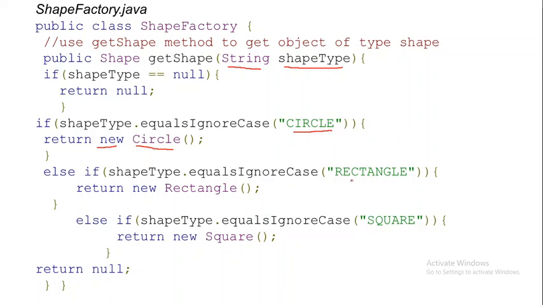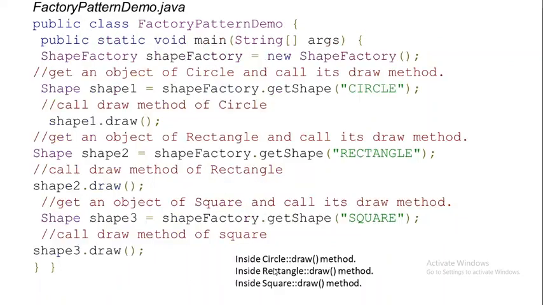In the same way, if the passing parameter is rectangle, it creates a new object of type Rectangle without considering the case. That's why we are using equalsIgnoreCase. That means maybe small letters or maybe uppercase letters, not an issue. Next, if the passing parameter is square, it returns a Square object. If you have not passed anything, it will return null. So based upon the requirement, it is going to create the required object based upon the parameter.